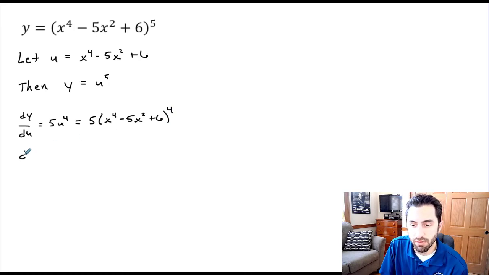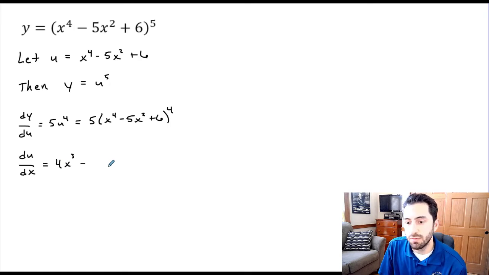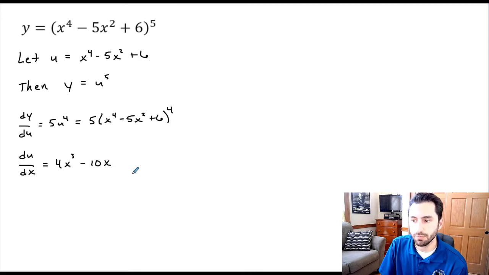We also need the derivative of the inside. So on the inside was what we defined to be u. So we'll do the derivative of u with respect to x. And again, like I said, we can easily find the derivative of this by also using the power rule. So the 4 comes down out front. We'll subtract 1 from the exponent. And then we have minus 5. The 2 comes down out front. So 5 times 2, we get minus 10 times x to the 1st. And the derivative of 6 is just 0.